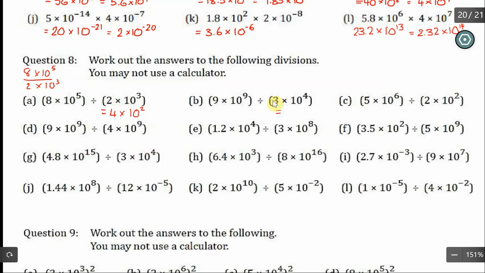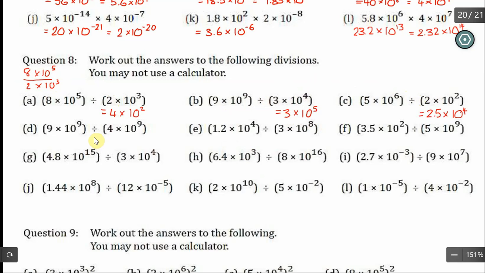Okay, on the next one. 9 divided by 3 is 3. Note that it's still a times between. It's always a times in standard form. 10 to the power of 9 divided by 10 to the power of 4 is 10 to the power of 5. Okay. This one, 5 divided by 2 is 2.5. Times 10 to the power of 4 will be the power.